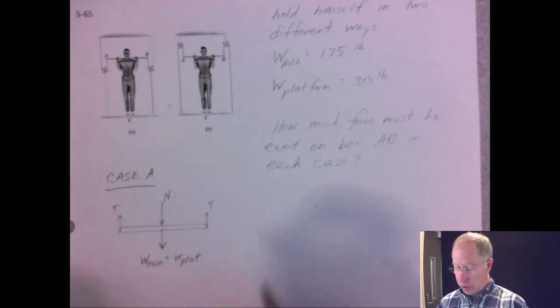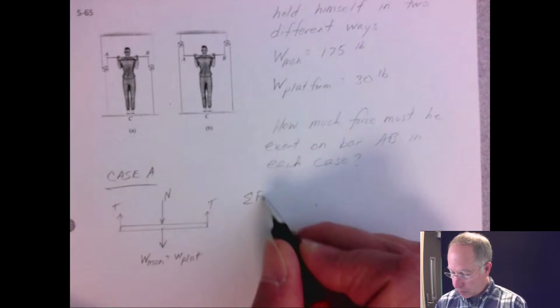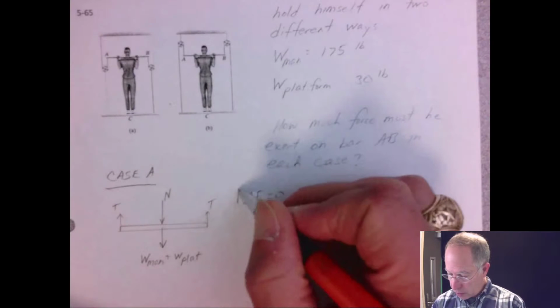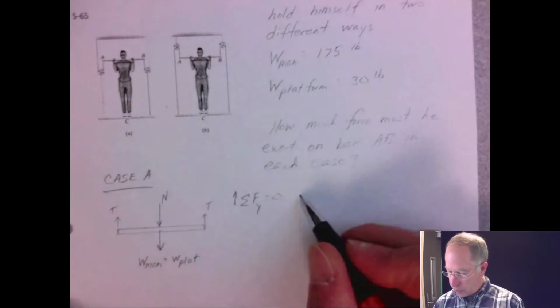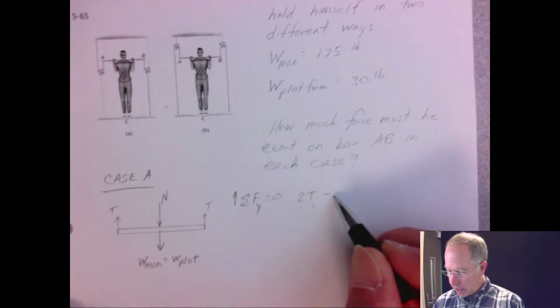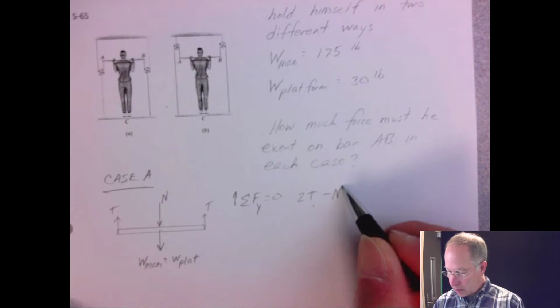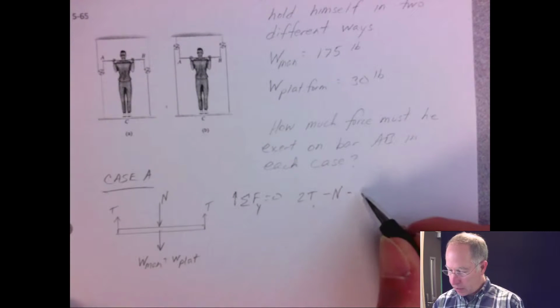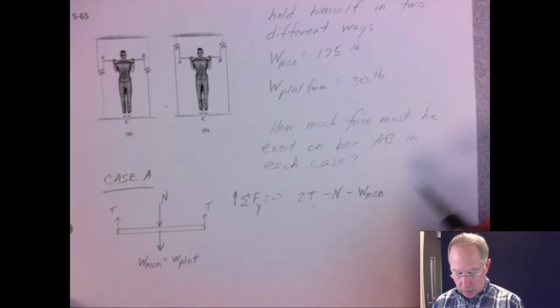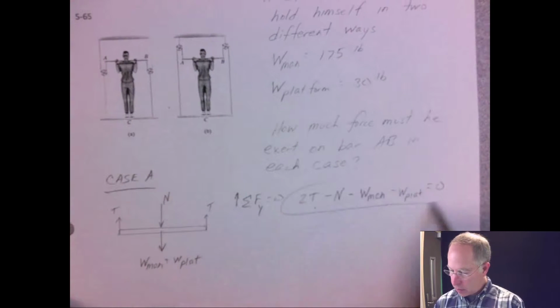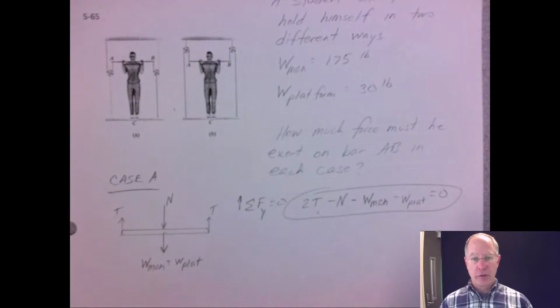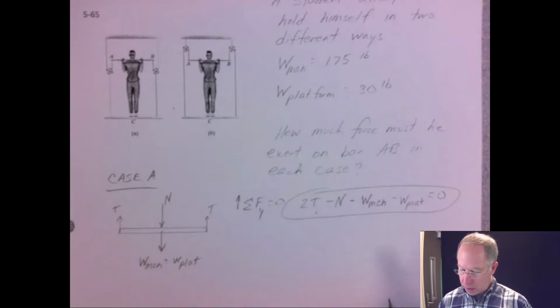So summating forces in the y direction equal to 0. Let's do that. Then we have 2T minus N minus W man minus W platform equal to 0. And that's all we can do. Now let's move on up the line.